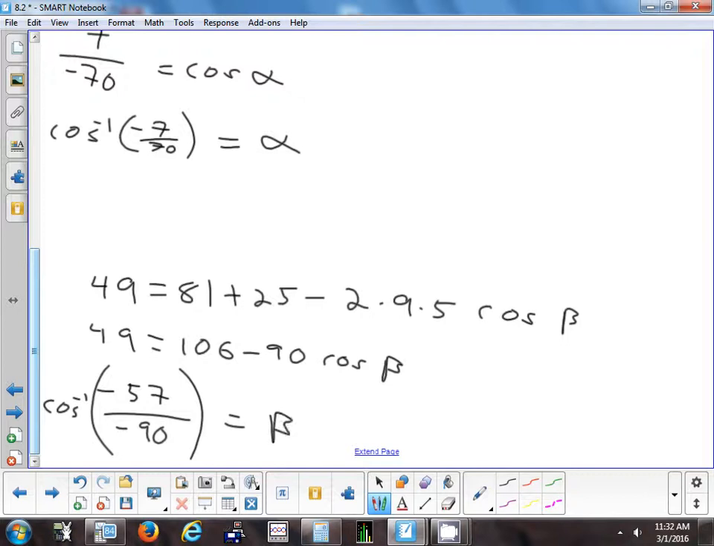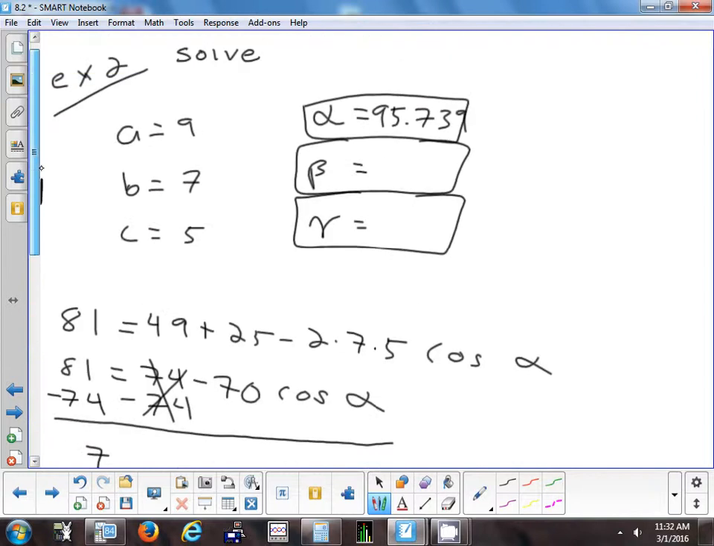So the law of cosines, you can really shorten it down. If you do some steps in your head, we only used up 3 lines. If you want to write every step out, it could take 7 or 8 lines. But do whatever you feel comfortable with for the test. All right, so what's the inverse cosine of 57 over 90? 50.704.